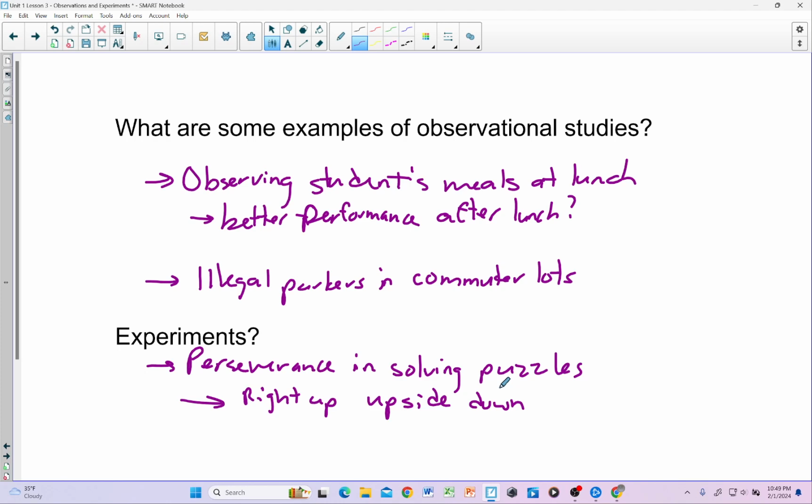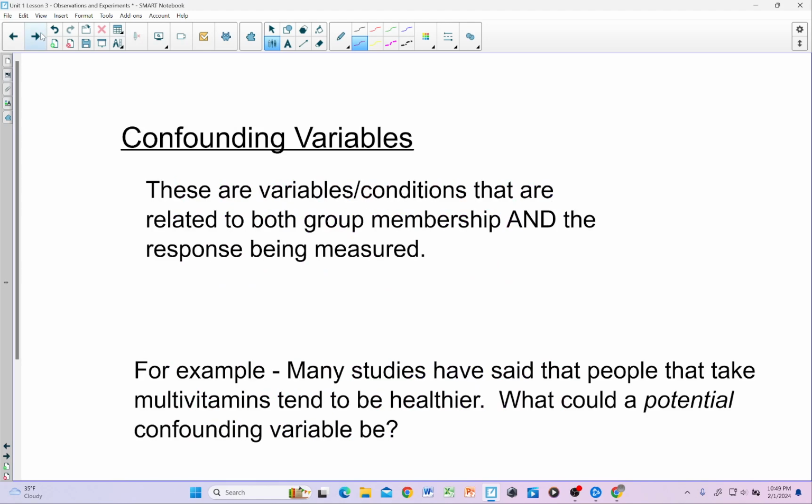So that's a good example of an experiment that we could do. And so you could come up with lots of other examples. Okay, so let's get back to the breakfast experiment.